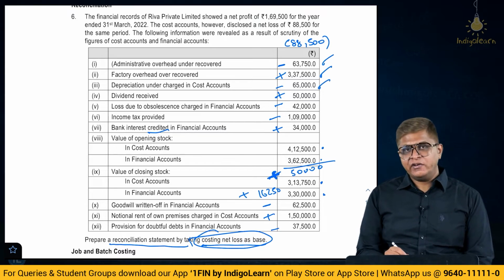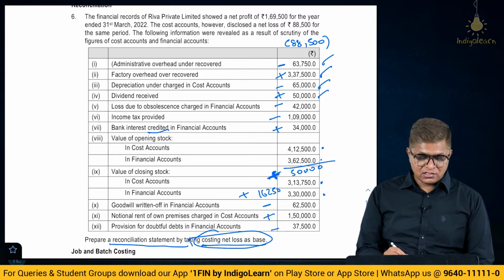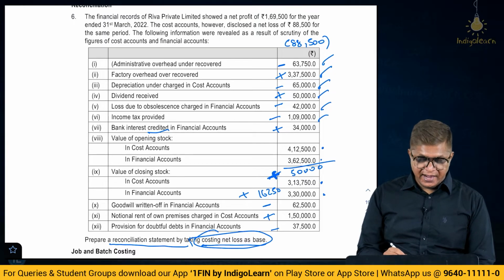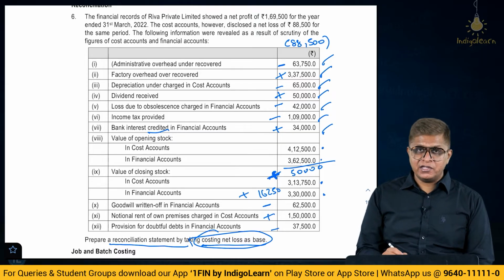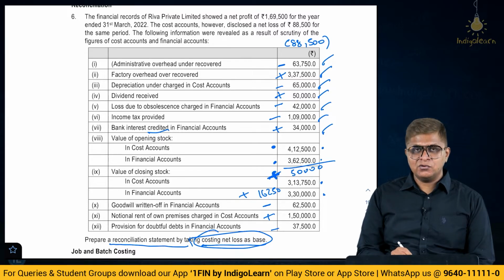Dividend received only in financial accounts, so we need to add to the profitability. Loss only in financial accounts, we need to deduct. Income tax provided only in financial accounts, we need to deduct. Bank interest income only in financial accounts, we will add to the profit. Value of opening stock. So expenditure in cost accounts is 4,12,000, expenditure in financial accounts is 362.